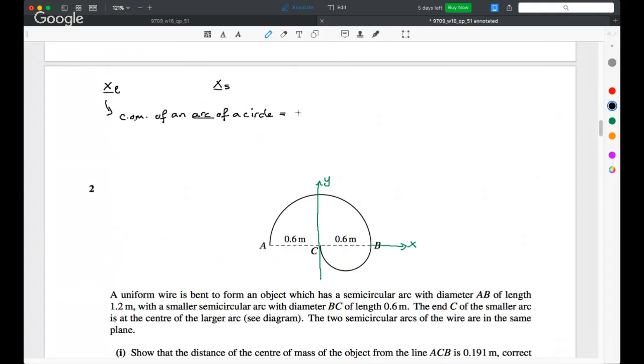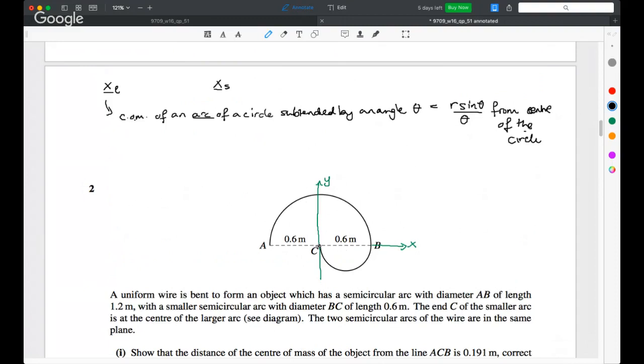So they say that an arc of a circle subtended by an angle theta is equal to r sine theta over theta from the center, so the center of the circle. So not the center of the semicircle, but the center of the circle of which it is a segment.